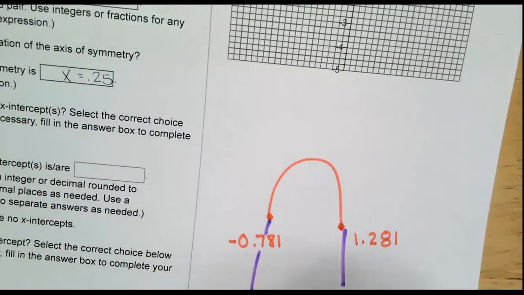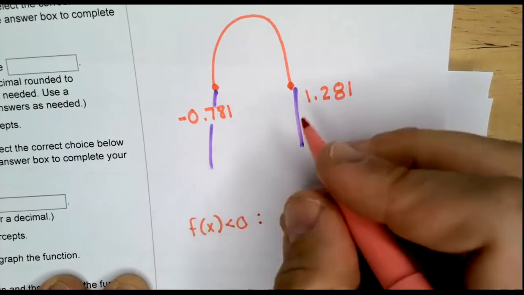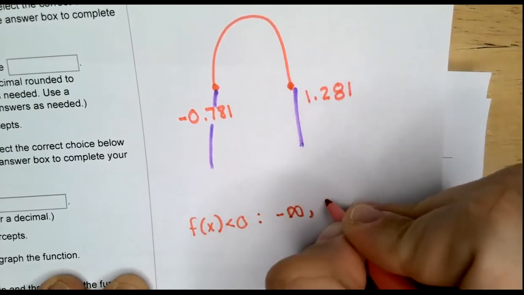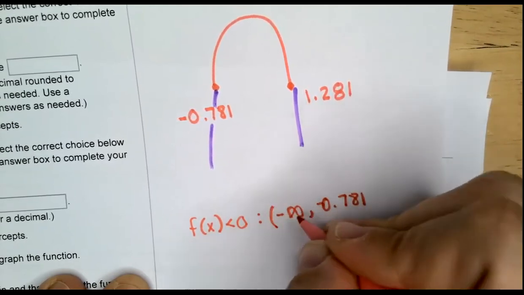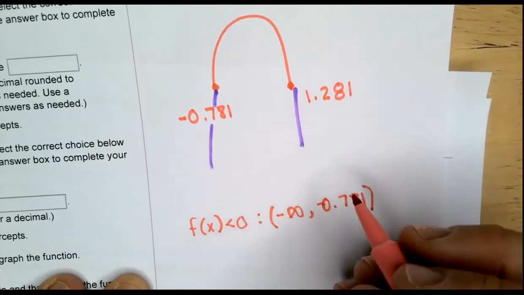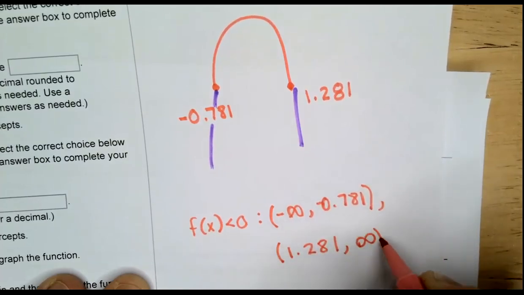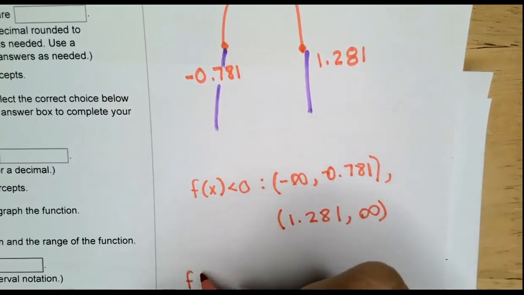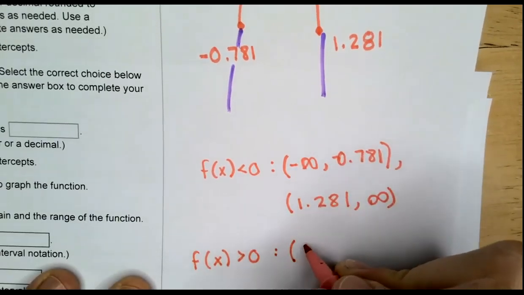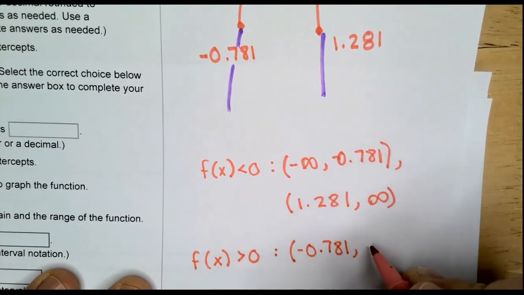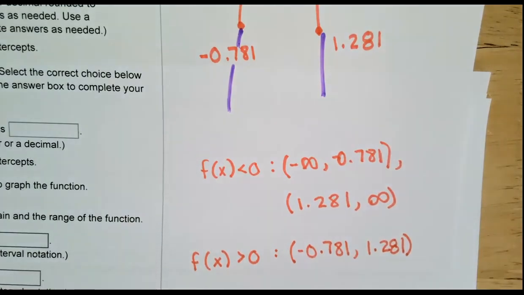So f of x is less than 0 from negative infinity to negative 0.781, and from 1.281 to positive infinity. And then it is greater than 0 between them, between negative 0.781 and 1.281.